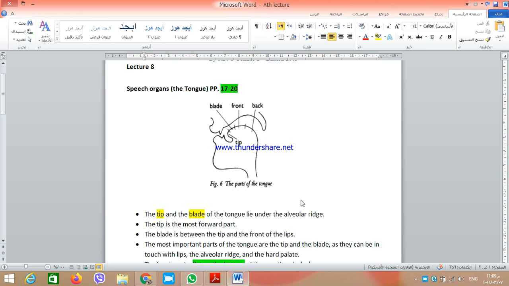This organ can move in different ways, take different positions, and it has 4 parts, if you remember: the tip, the blade, the front, and the back. Okay, these are the 4 parts of the tongue based on our textbook. If you remember, I told you that in some other textbooks, another part is included, which is the root of the tongue. For the time being, we will suffice our discussion of the tongue with these 4 parts.